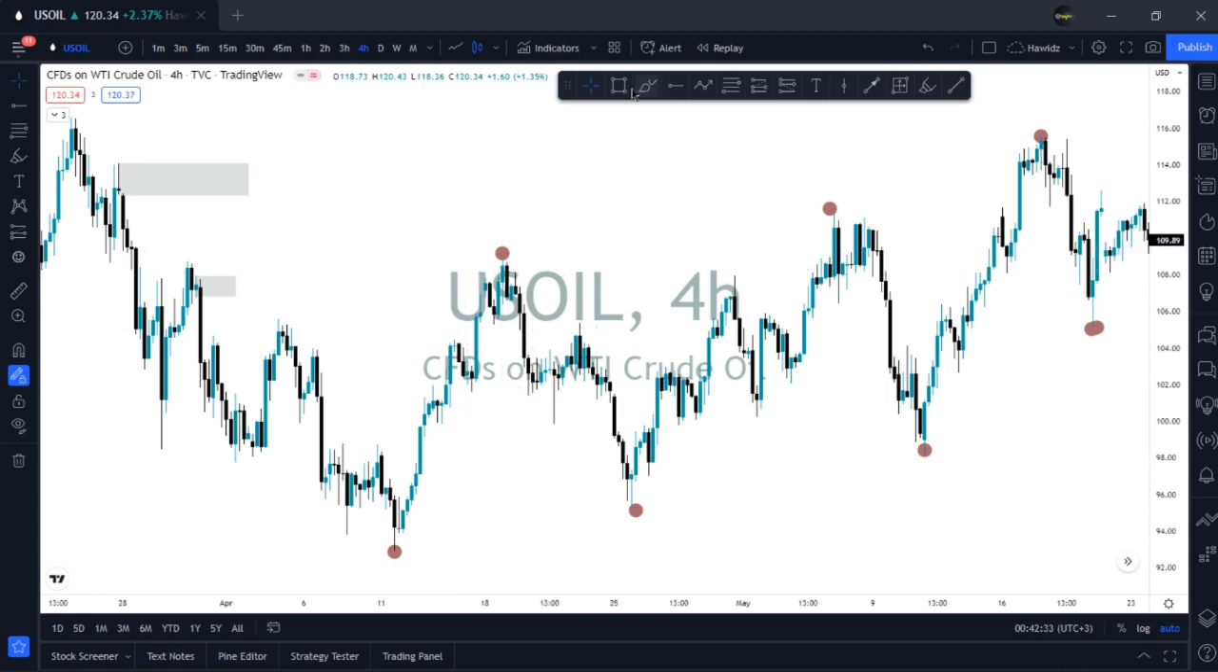You have to identify the demand zones that lie within this whole move. So first, you have the original demand zone, all the way down there, and then you have this intermediary demand zone right there. So price makes a high and then a slight retest.